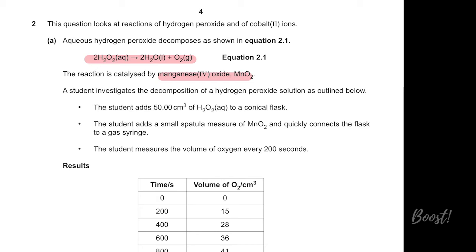We get given some volumes and things here. So we've got 50 centimeters cubed of hydrogen peroxide added, a small spatula measure of the catalyst.